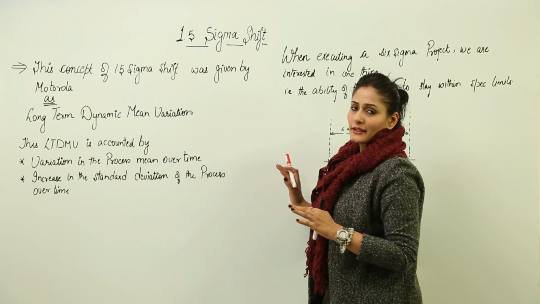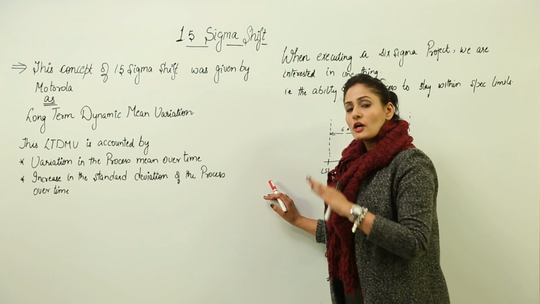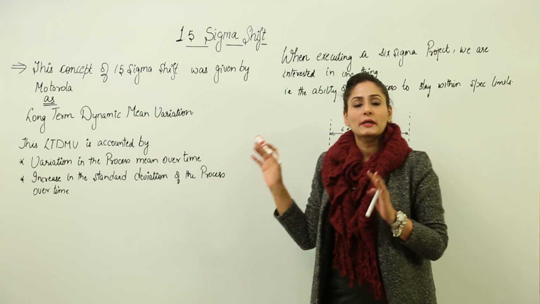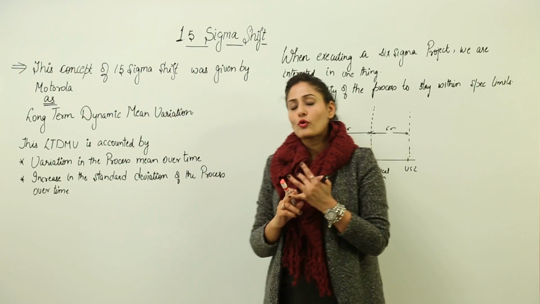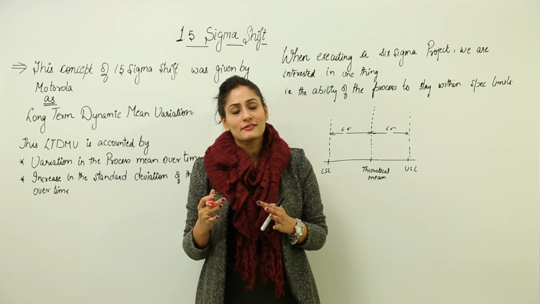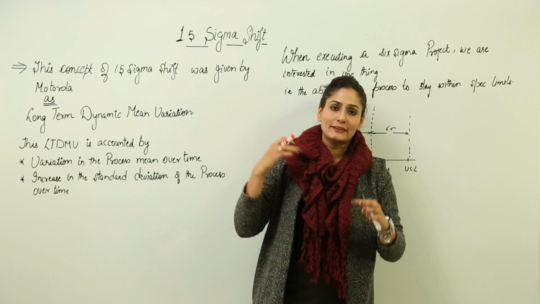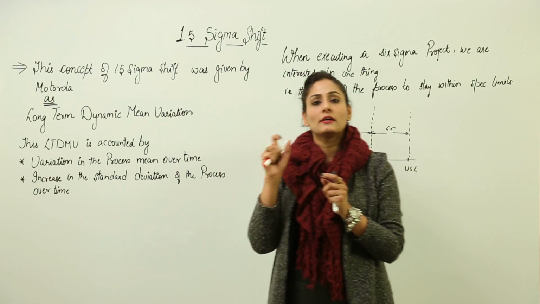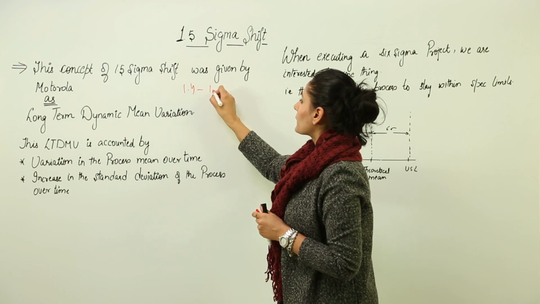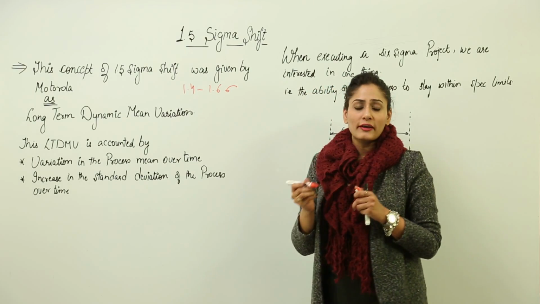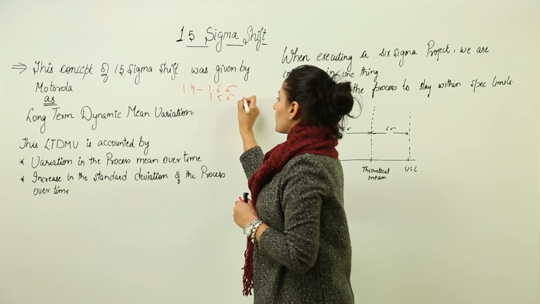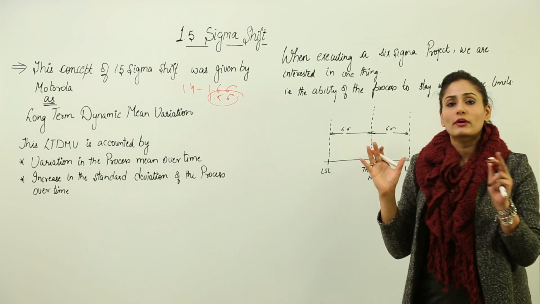Now that you have some understanding of what the 1.5 sigma shift is, this concept was given to us by Motorola as long-term dynamic mean variation. At Motorola they carried out a lot of research, analyzed a lot of process data, and studied long-term processes. Finally they concluded that in long-term processes this shift in mean or variation is somewhere between 1.4 to 1.56 sigma, and for calculation purposes they zeroed in on the number 1.5 sigma. That's how they concluded what kind of variation it is.